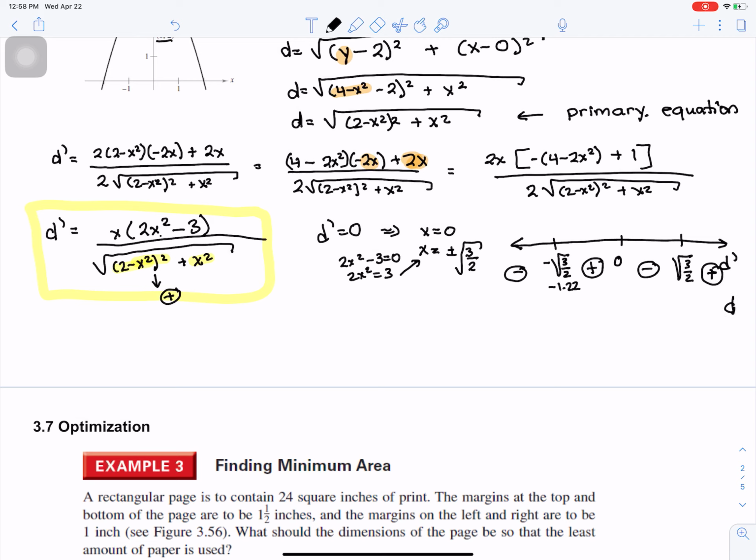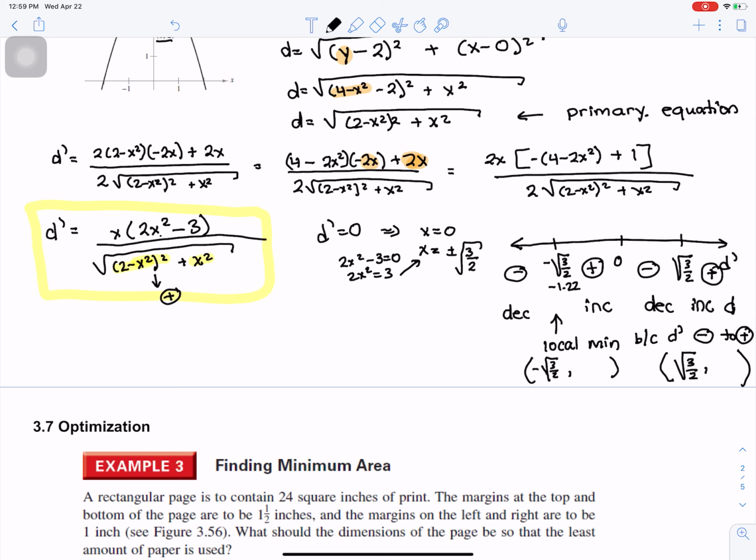And what does this tell us about the original function? It's decreasing, increasing, decreasing, increasing. So if it goes from decreasing to increasing, there's a local min at negative root 3 over 2 and some y coordinate, which I don't know at the moment. And then there's another negative to positive sign switch, so there's another one at root 3 over 2 and a y coordinate for that point. They're both local mins because d prime switches from negative to positive at those points.